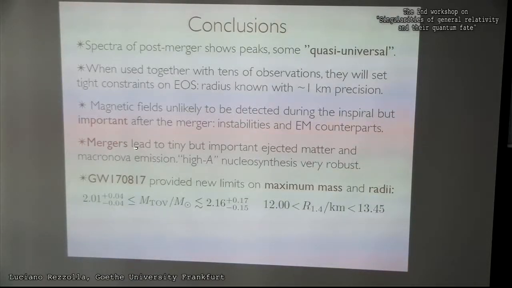I've also told you that there is a tiny amount of matter that is lost, and this is essential to explain both high-A nucleosynthesis and the macronova emission. I haven't mentioned this, but this very matter that undergoes nucleosynthesis also produces light, the kilonova emission. And then I've told you how this event already provides limits on the maximum mass, which is this number over here, 2.16, and already a better estimate of what is a typical radius for a 1.4 solar mass neutron star.